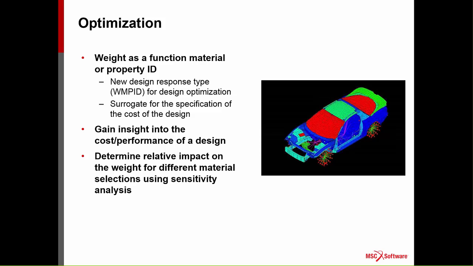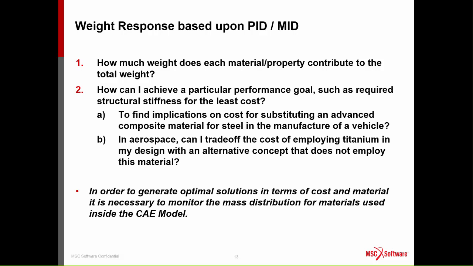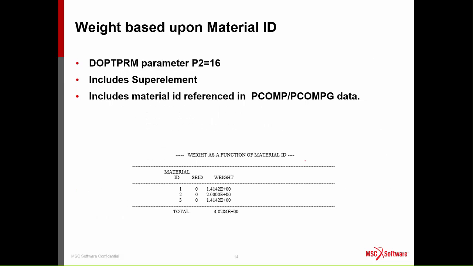In other words, should I replace my metallic part with a composite part? Should I replace my low-strength steel with a high-strength steel in the simulation? We'll get to that a little bit in a second. The objective basically tells you on a part-by-part, property-by-property, or material ID by material ID basis, and it is a very useful thing, especially when you're talking about an OEM or somebody dealing with large assemblies with many properties and many material IDs.